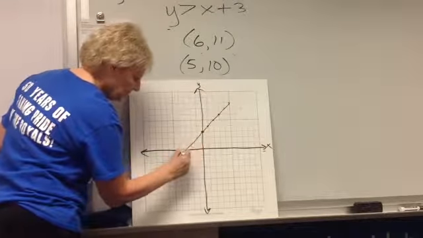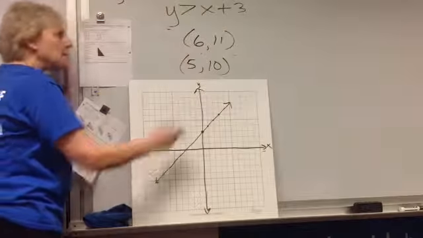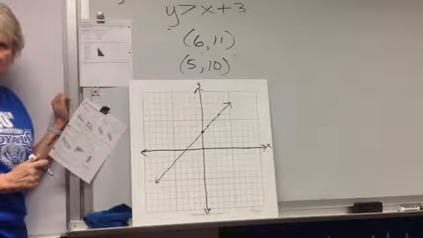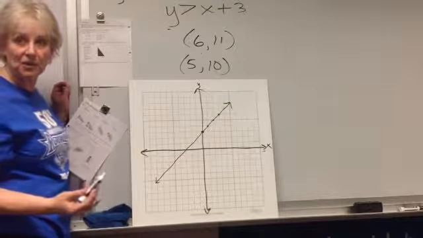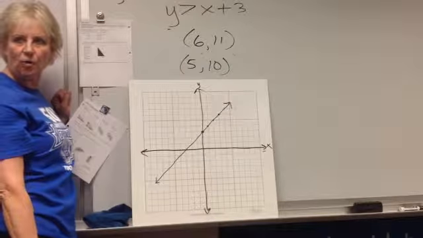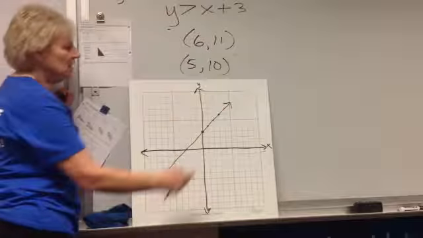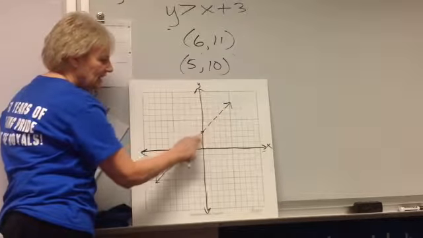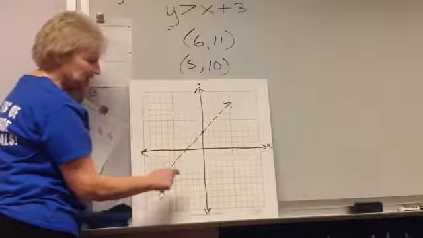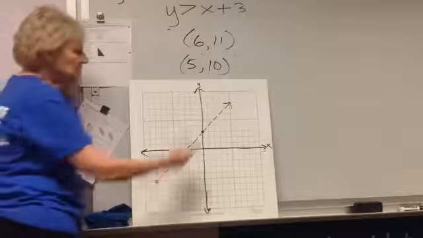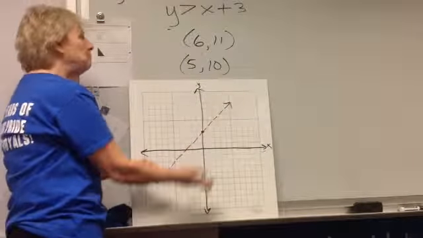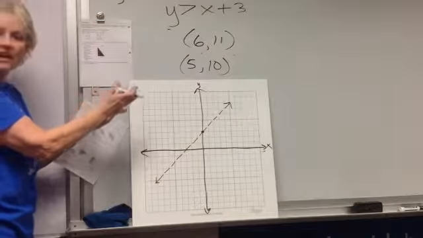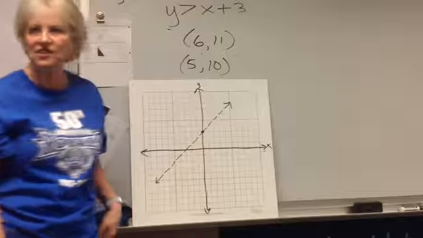Now, all the points on this line make them equal. But what happens is, since it's greater than, and not greater than or equal to, none of the points on this line work, because they're all equal. Instead of an open circle, we dash the line. That means this line is your boundary. Okay, that's the boundary. Everything above this is going to work. Everything below it is not going to work.